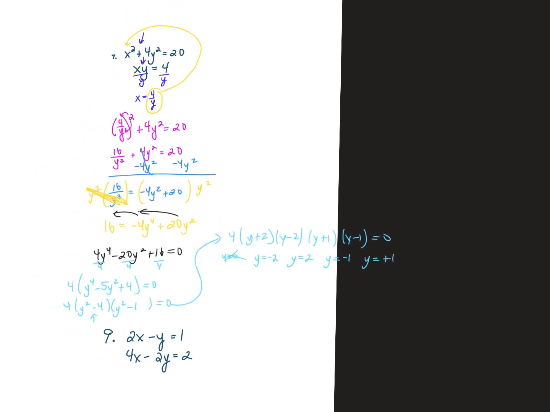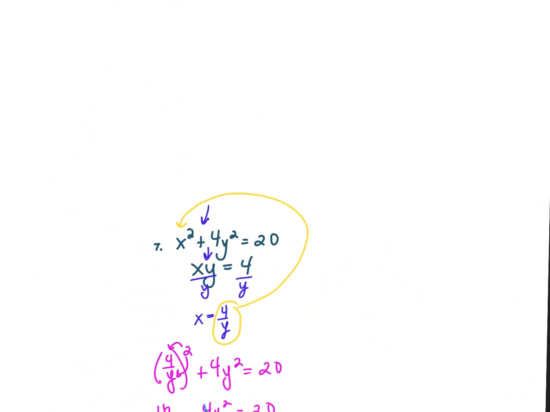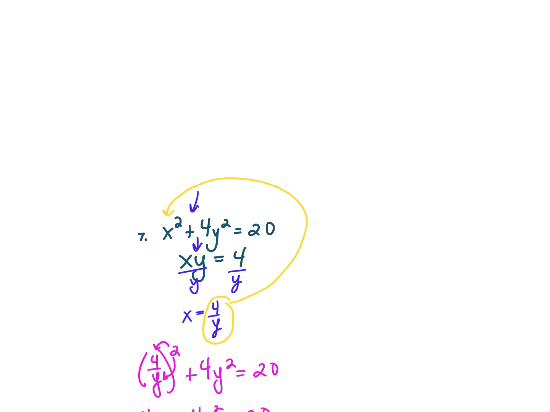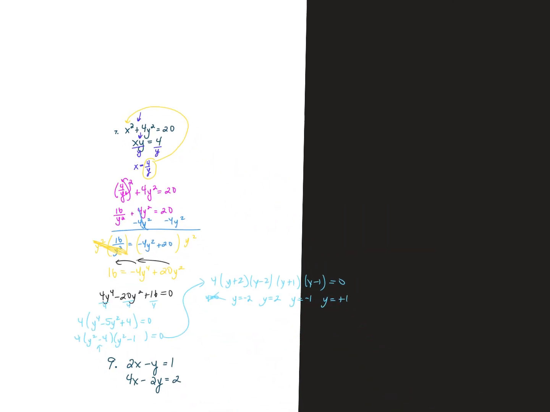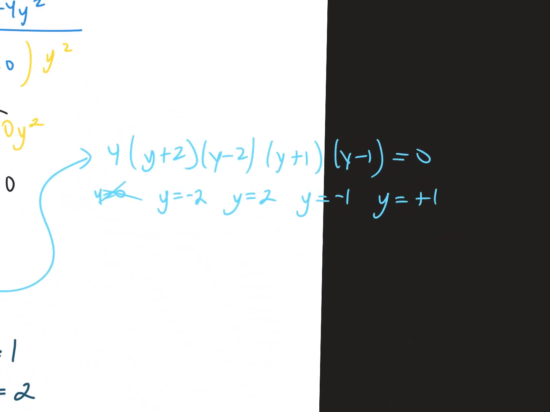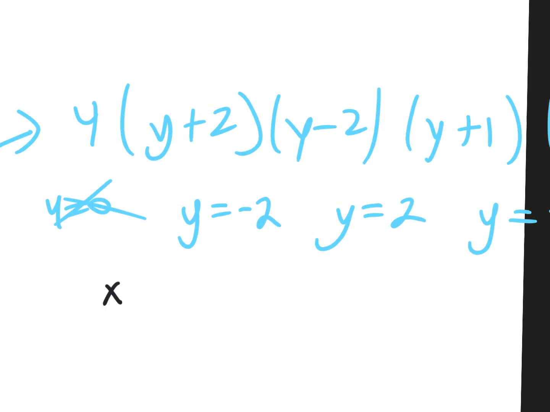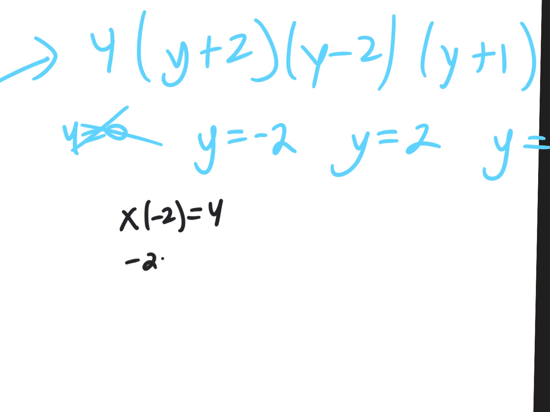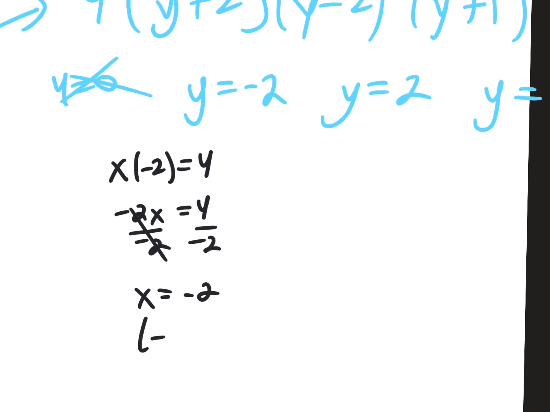Now, I need to go back and figure out what x is. So I'm going to go back to the original. Which would be the easier equation to plug in? The bottom one, xy equals 4. So I'm going to say x times y equals 4. Negative 2x equals 4. So what does x equal in this case? Negative 2. So this ordered pair is negative 2 comma negative 2.